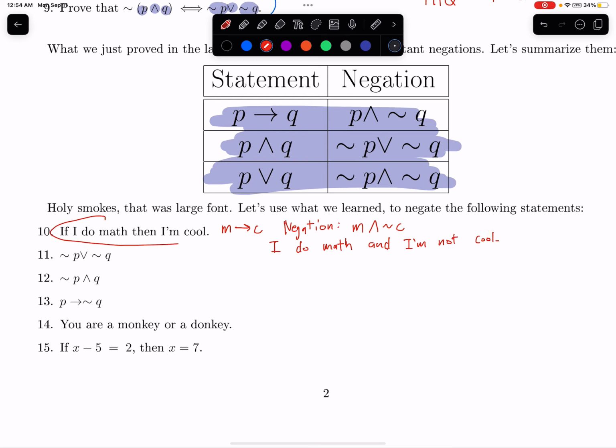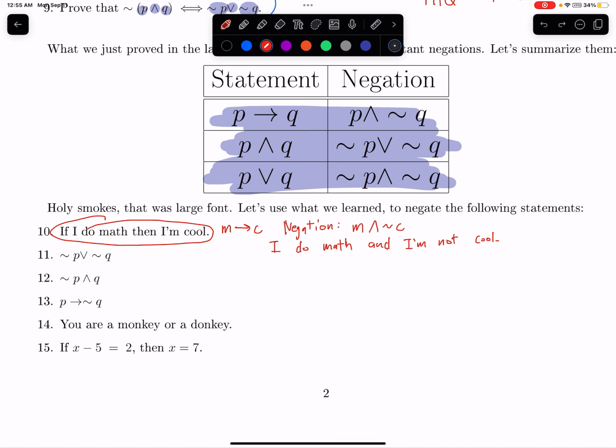So this is the original. If I do math, then I'm cool. The negation says I do math and I'm not cool. That's the statement with the opposite meaning. Isn't that crazy? So that's the standard way we negate if-then statements. Okay, number 11. Number 12.